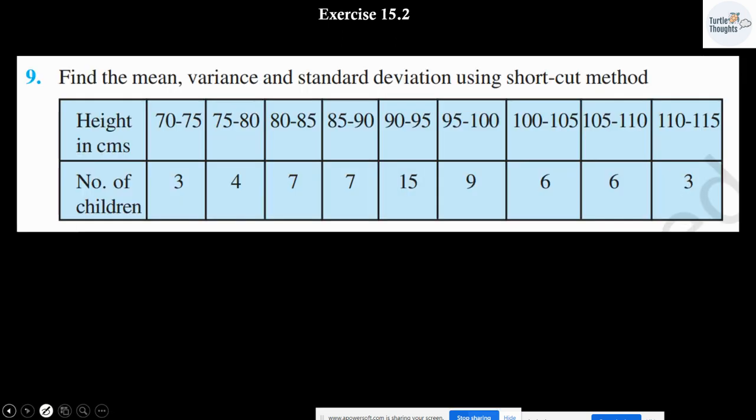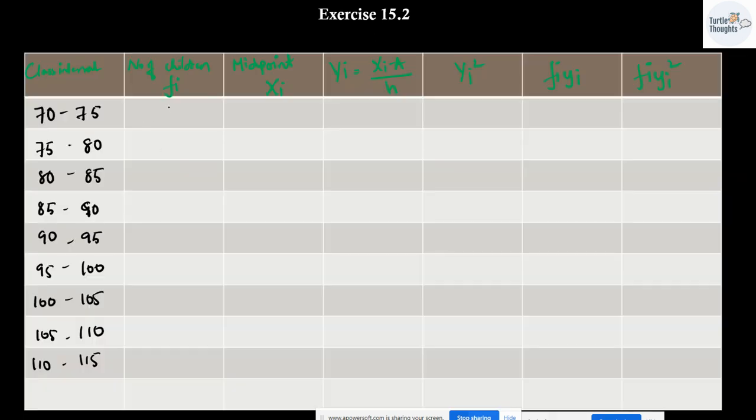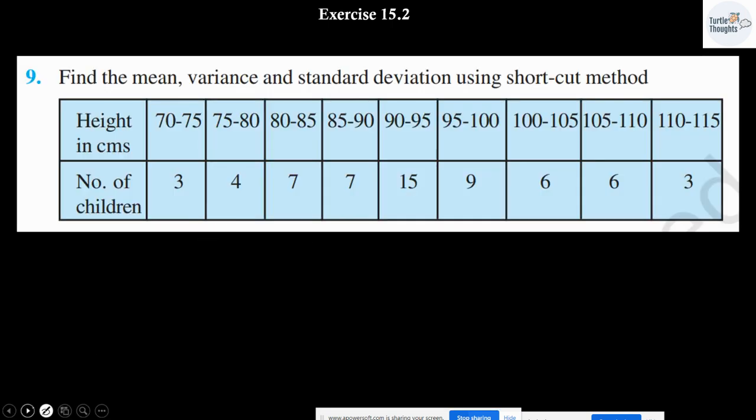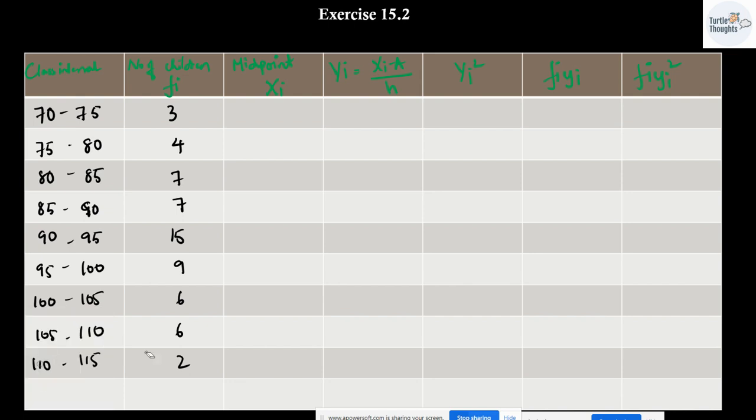The number of children is going to be 3, 4, 7, 7, 15, 9, 6, 6. Sorry, the last is going to be equal to 3.